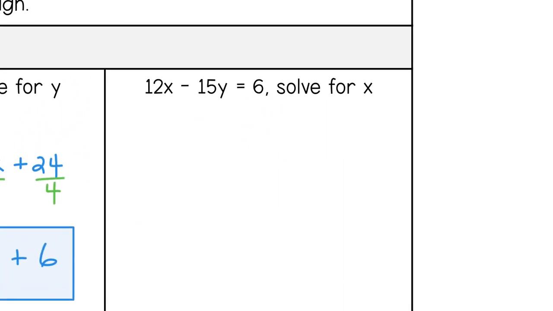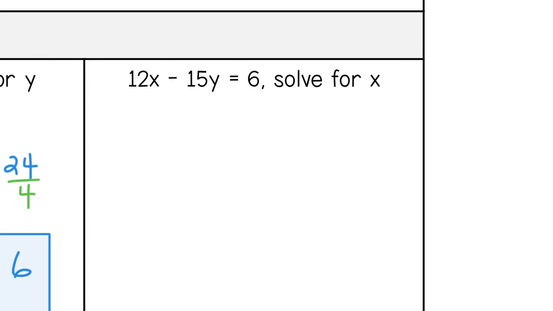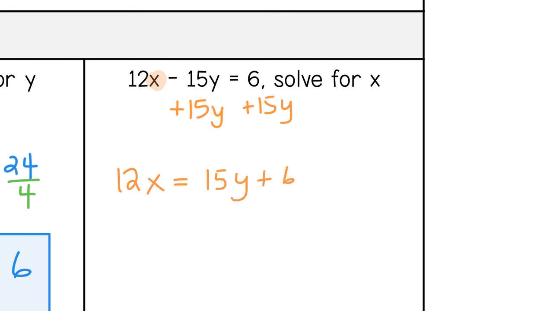So I have 12x minus 15y is equal to 6. Solve for x. So we'll know that we're done when the x is all alone. So let's start by, since it's minus 15y, we're going to add 15y to both sides. So that leaves me 12x is equal to 15y plus 6. And now that 12 that's in front of the x, we are going to divide everything by 12.